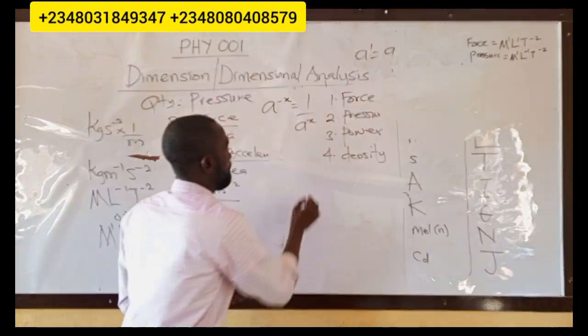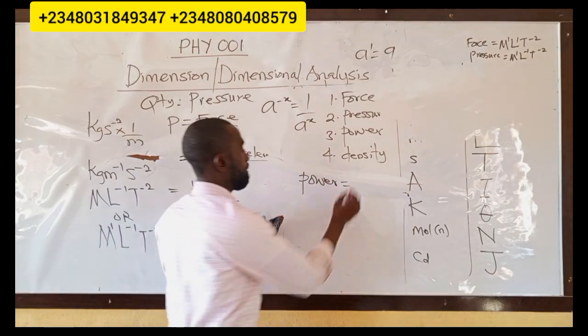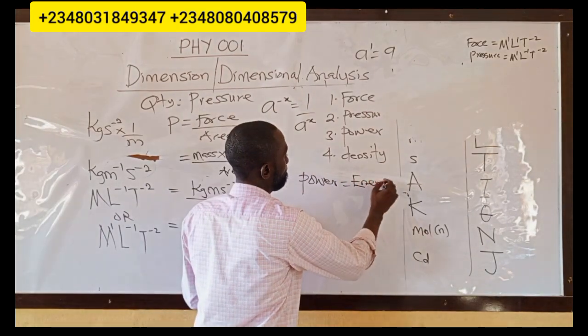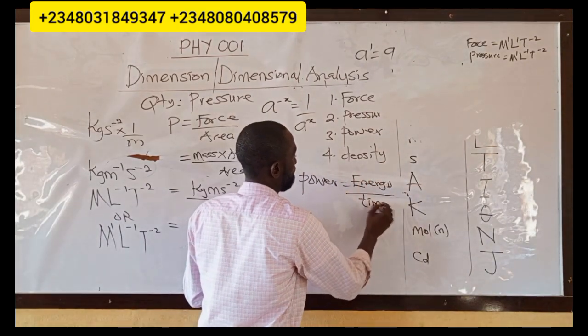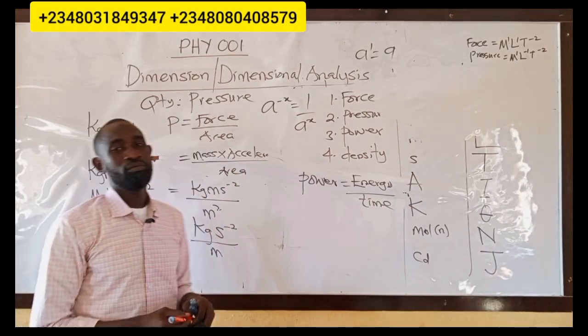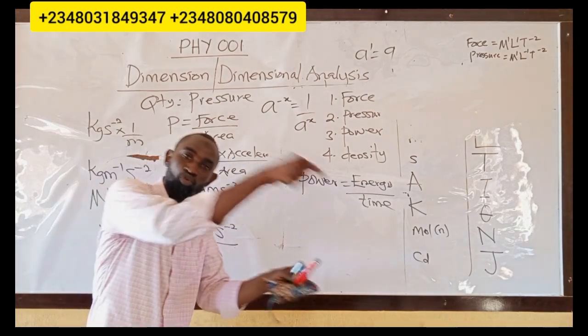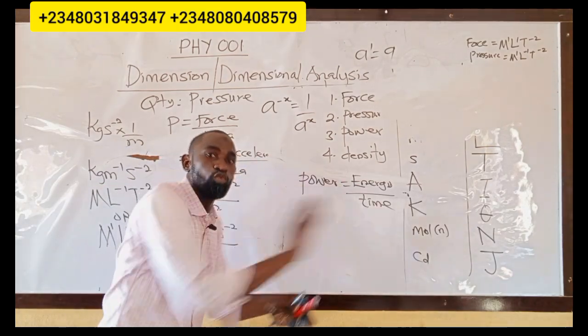Now, power. What is the mathematical definition of power? Energy over time. Power is the rate of doing work. Energy is the capacity to do work. Power is the rate of doing work.